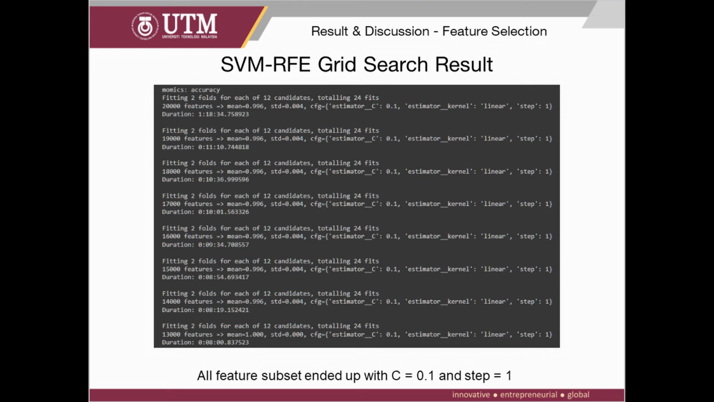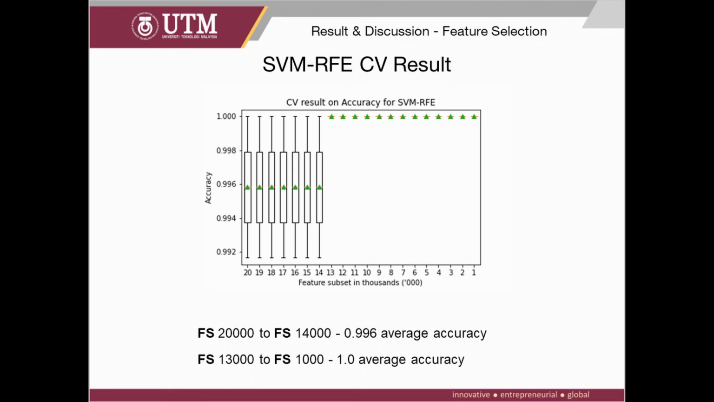First, we look at the result of SVM-RFE. This is the grid search result for the SVM-RFE. Apparently, the grid search decided that all feature subsets could use the same set of optimal hyperparameter of C equals to 0.1 and step equals to 1. This is the mean and standard deviation of the CV result for each feature subset shown in box plot. It can be seen that from FS 20,000 to FS 14,000, the mean accuracy is 0.996. On the other hand, FS 13,000 to FS 1,000 has mean accuracy of 1.0.